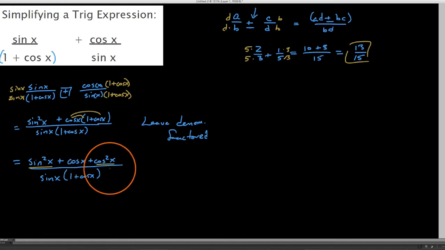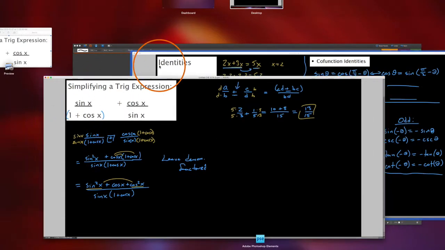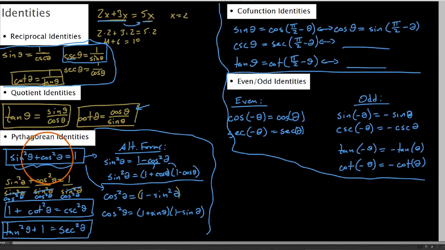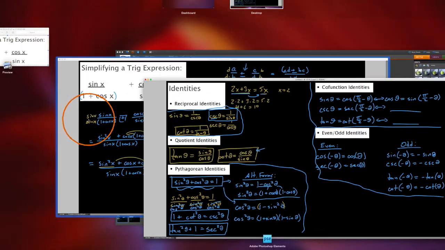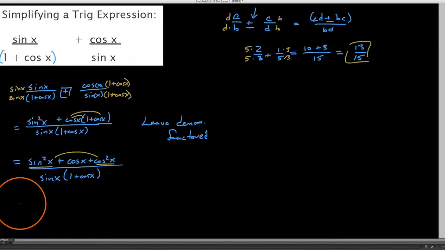remember, addition is commutative. We can do it in any order that we want. So essentially, I could say we have sine squared of x plus cosine squared of x, that's the same thing as sine squared of x plus cosine squared of x plus cosine of x. And the reason why I mention this is because, remember, with our Pythagorean identities, sine squared of x plus cosine squared of x equals 1. So if I were to rewrite this for those of us that like to see things in a nice, neat order, we could rearrange the top so that now it looks like this.